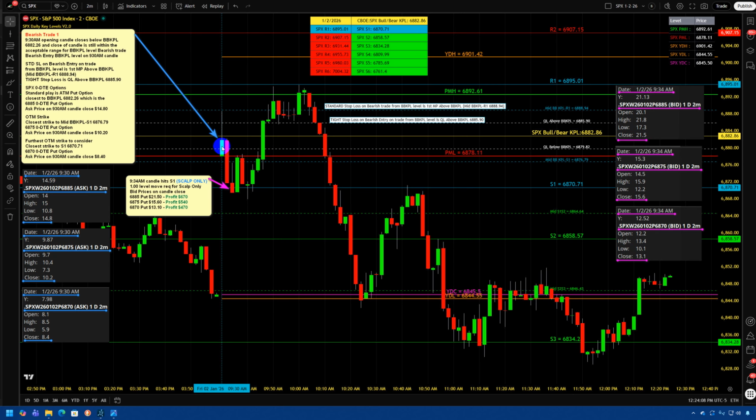Okay, so we have the 9:30 a.m. opening candle here. It's marked off here. As you can see, we have a significant gap up from the previous daily session close, this YDC level here. And as you can see here, we had the candle open, it wicked above the bull bear KPL level, but it ended up closing below the bull bear KPL.